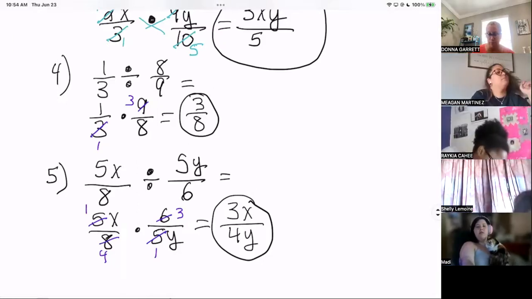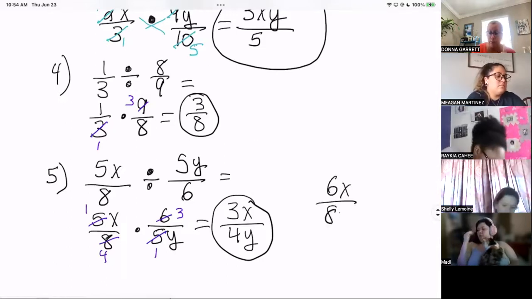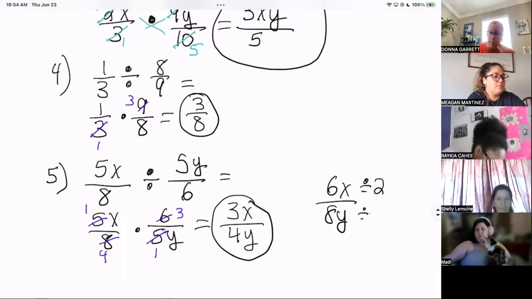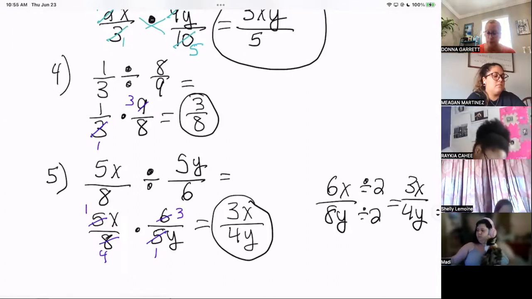I got 6x over 8y. Okay, so all you have to do then, you're right. It said it's not simplified. All you have to do now is divide both of them by 2. Because I could divide 6 by 2 and 8 by 2. And then you'll get your 3x over 4y. You're just one step away, that's all. Anybody else?